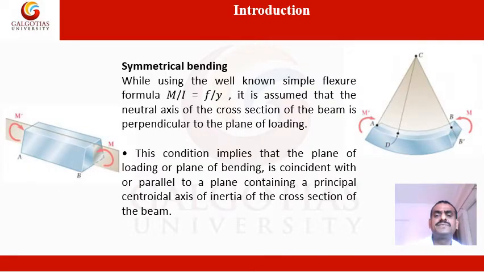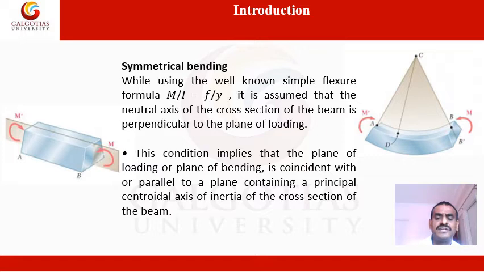Now we'll see what is the meaning of symmetrical bending. While using the well-known simple flexure formula M by I equal to f divided by y, it is assumed that the neutral axis of the cross section of the beam is perpendicular to the plane of loading. This condition implies that the plane of loading or plane of bending coincides with or is parallel to the plane containing a principal central axis of inertia of the cross section of the beam. So this is the meaning of symmetrical bending. In a simple way, to understand symmetrical bending, consider a beam AB, which is subjected to bending.